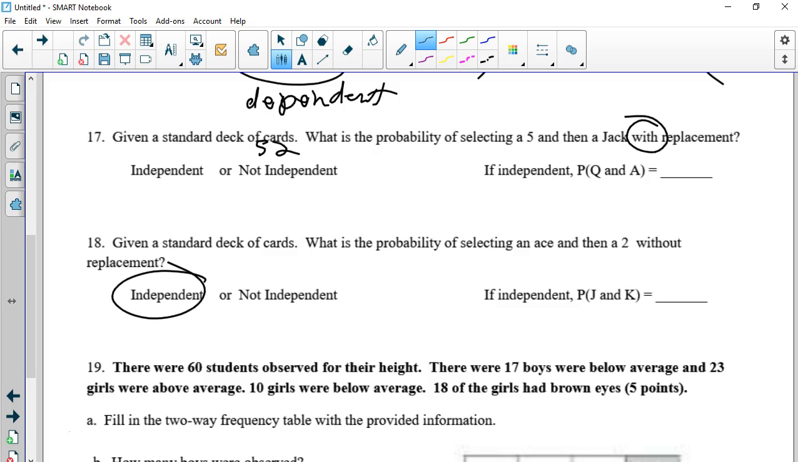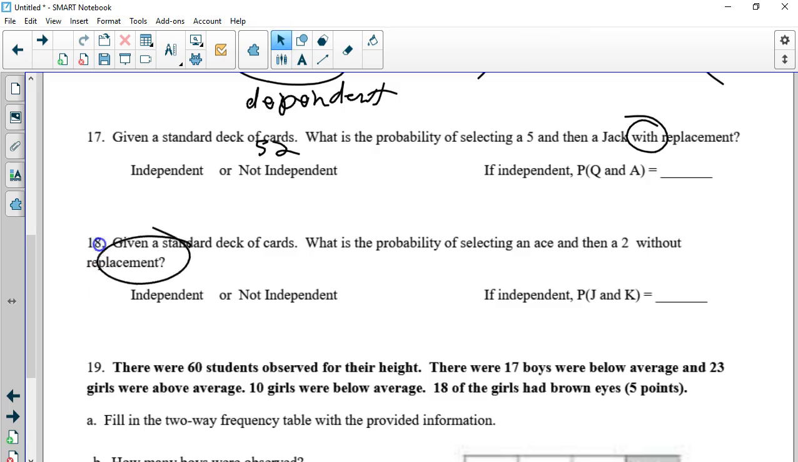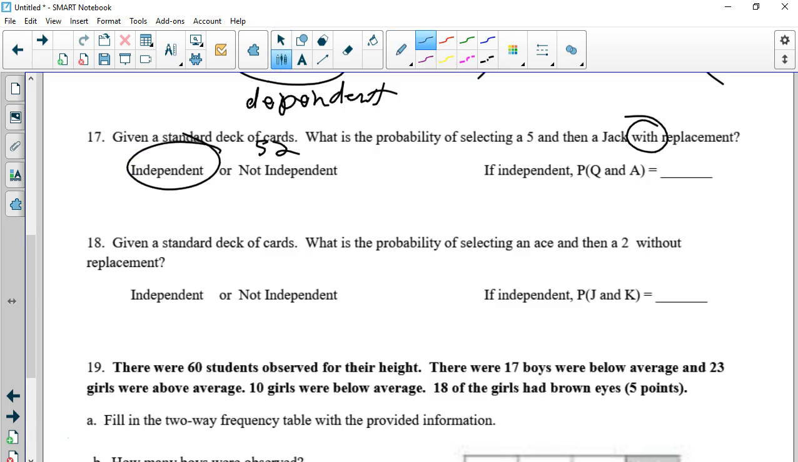Oh, sorry. I'm going to move this one up here. You just go there. Independent. Got ahead of myself. Okay? So if it's got replacement, it's independent. Now, since it's independent, we got to do some math.